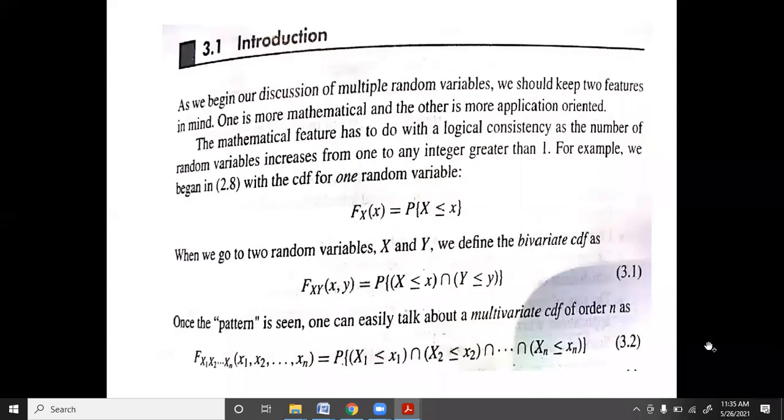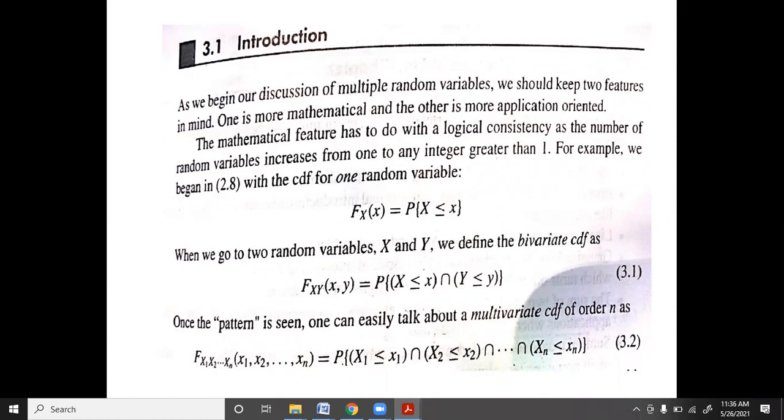So first we discussed the CDF for a single random variable as F_X(x) equal to probability of X less than or equal to x. We can consider the example of throwing a dice. The CDF for throwing a dice when x is the value 2 will give us P of X less than or equal to 2, which will be equal to P of X equal to 1 plus P of X equal to 2. That will give us 1 by 6 plus 1 by 6.